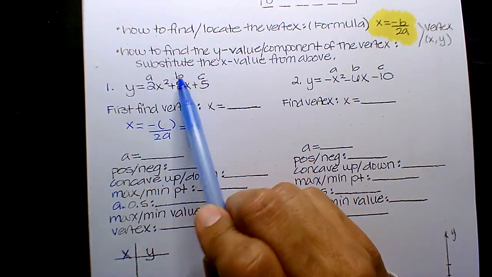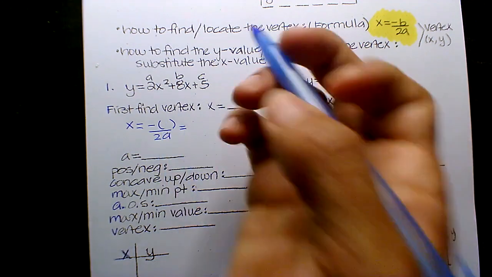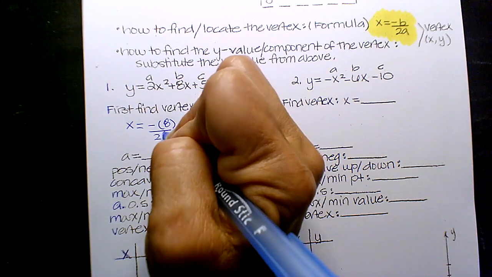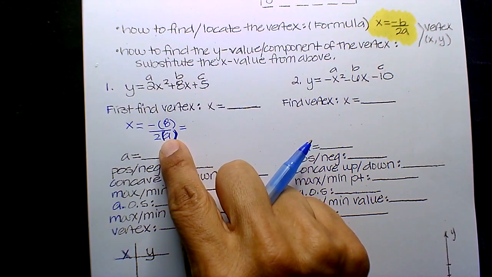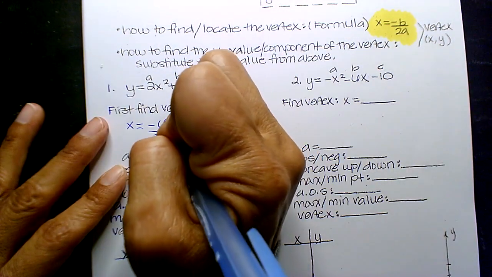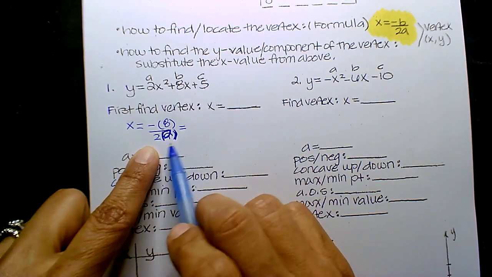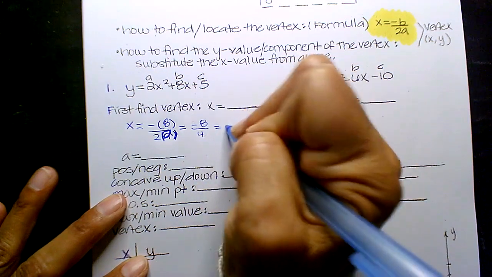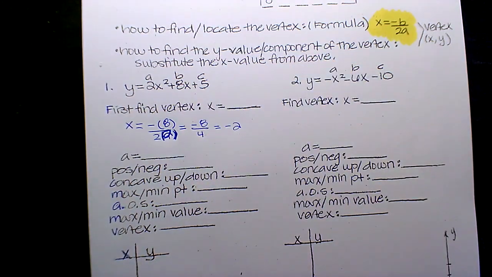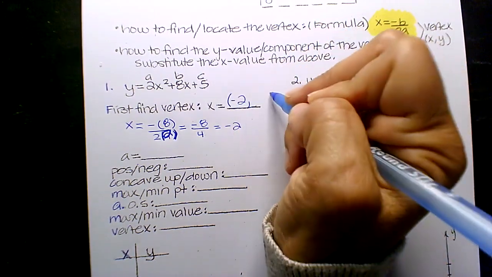Okay, a is 2, b is 8, c is 5. So if it's minus b, what number am I putting here? 8. Oh, I meant to put parentheses here. Okay, instead of a, what am I putting here? 2. It's kind of an ugly 2, but okay, so that's 2, 2. It just looks ugly. Okay, so I get negative 8, 2 times 2 is 4. Reduce it, and I get negative 2. So the x component for my vertex is so far negative 2.